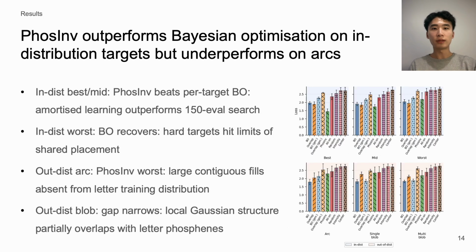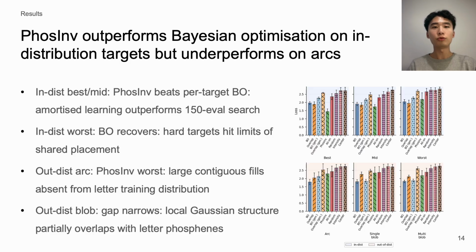Breaking the results down by target type reveals the structure of the trade-off. On the in-distribution best and mid tiers, PhosInv actually beats per-target Bayesian optimization. A single-pass amortized model outperforms a 150-evaluation search. On the worst tier, the hardest letters, BO recovers, because those targets push the limits of the single shared placement.